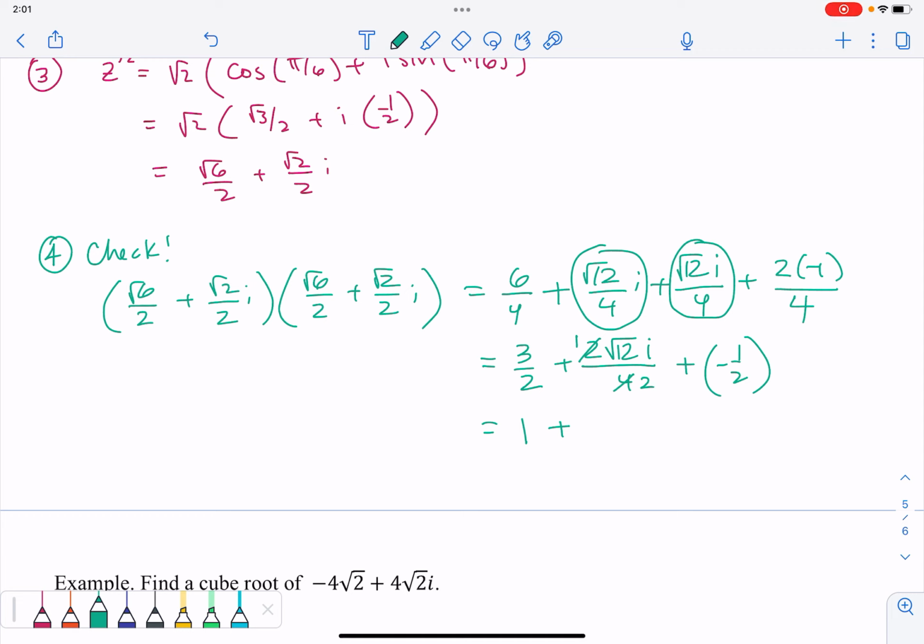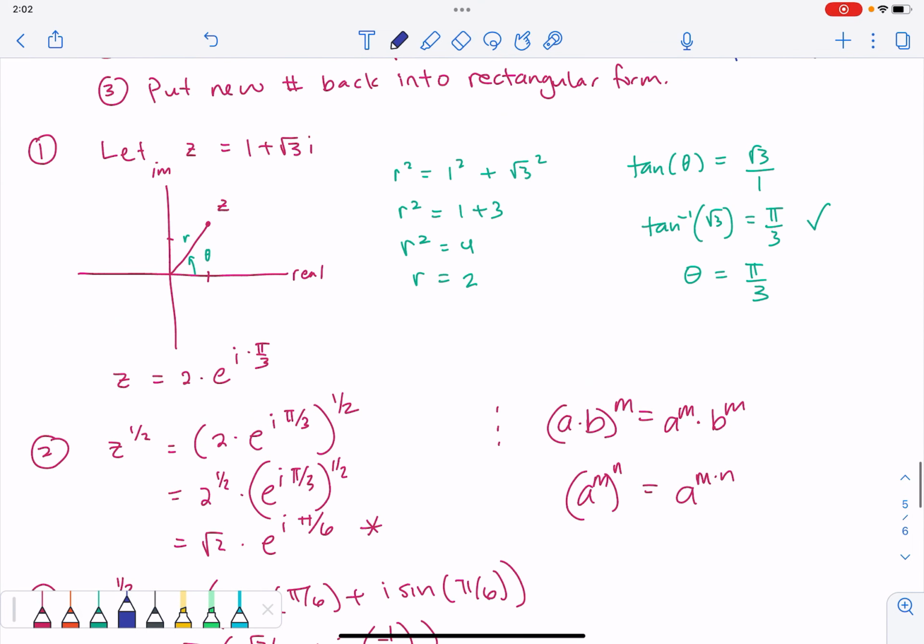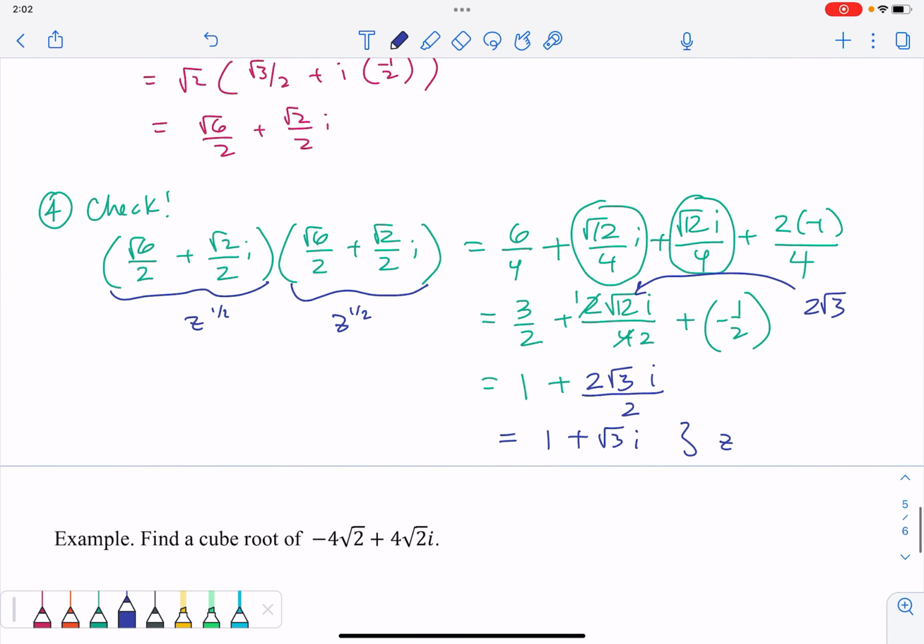And then what's root 12? Root 12, right? I'm still on this part here. Root 12 is just 2 root 3. Okay, so this leaves me with 2 root 3 i for the numerator. And then there's still a 2 in the denominator. So that gives me 1 plus root 3 i. So I am expecting, right, if this is z to the 1/2 and this is z to the 1/2, then multiplying them together, I'm expecting this to be the value of z. So let's go up and check. Yes, z was 1 plus root 3 i. So I've done it.